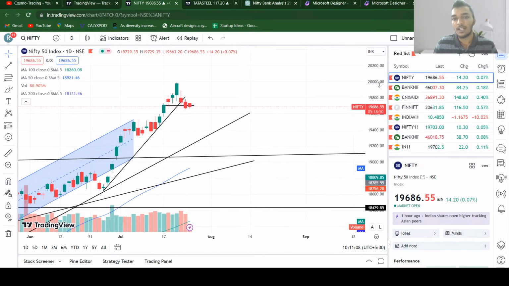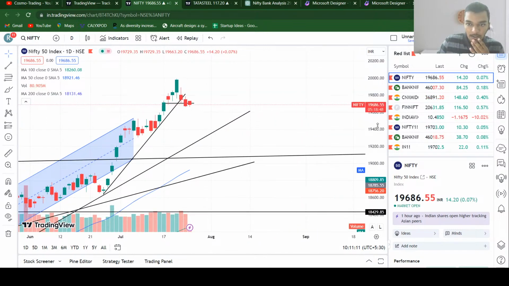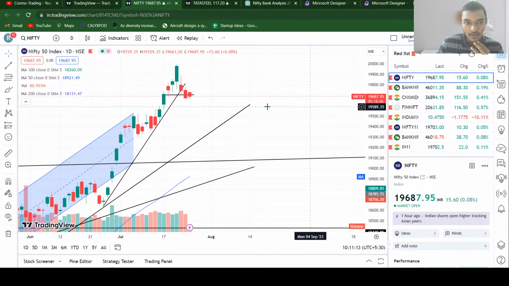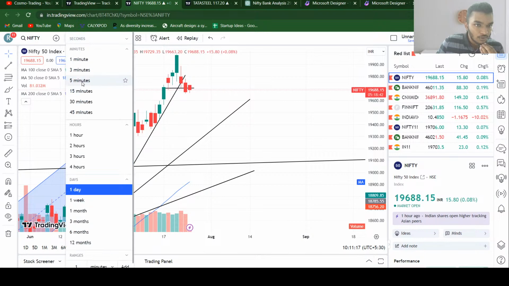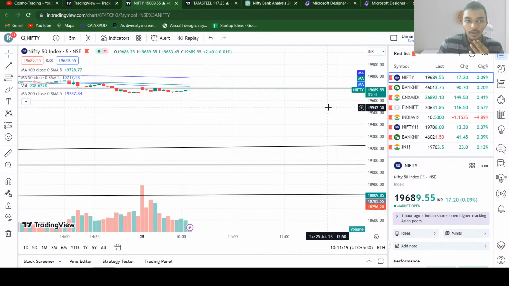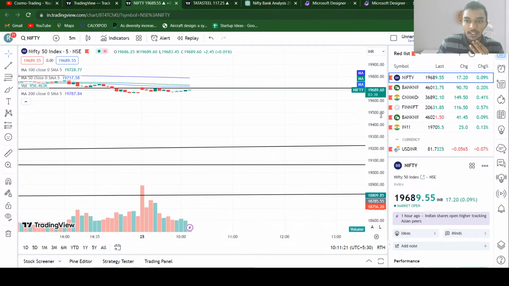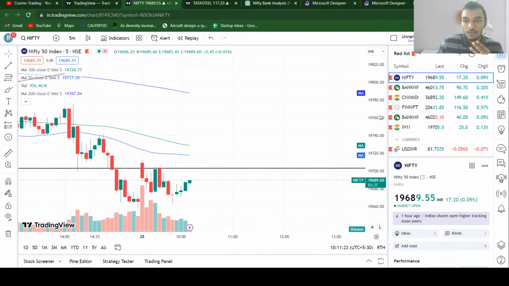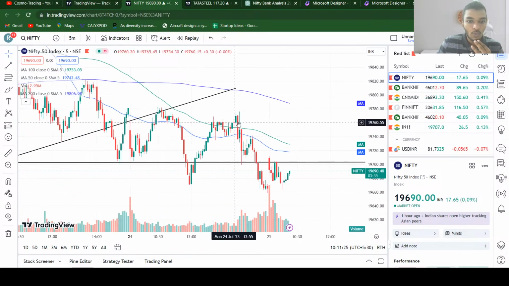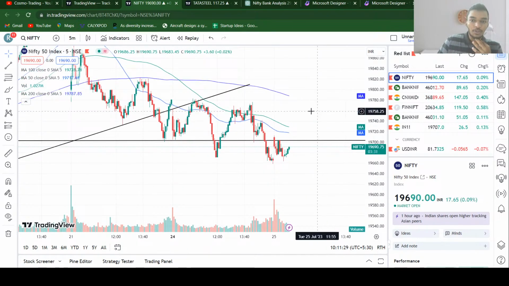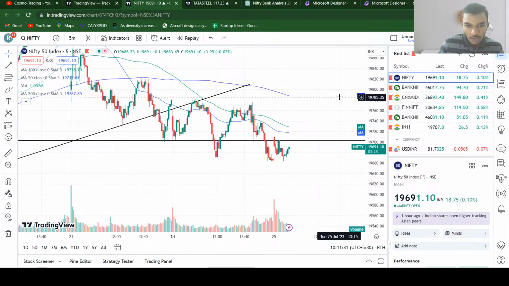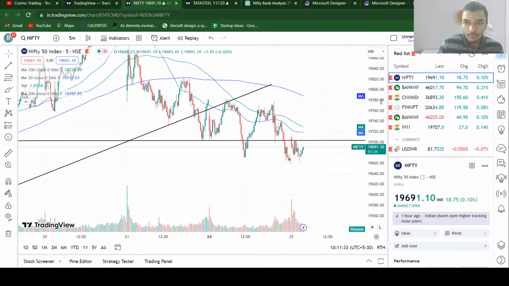Nifty has broken down 19,700 support and it is staying below it. If we go into the 5 minutes time frame, the market is trying to test 19,700 support and trying to consolidate in this zone.